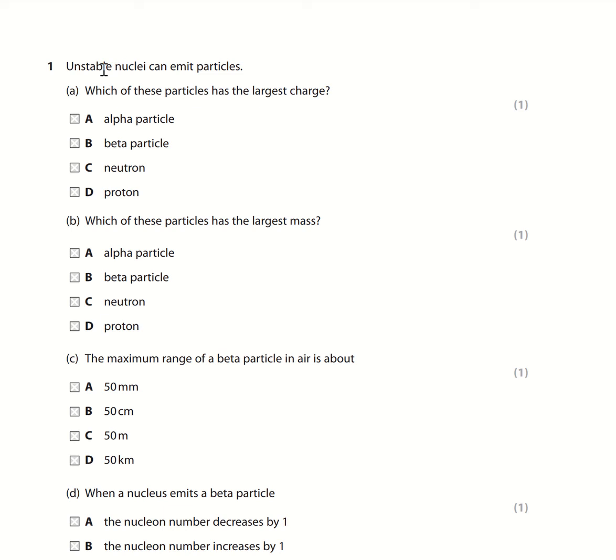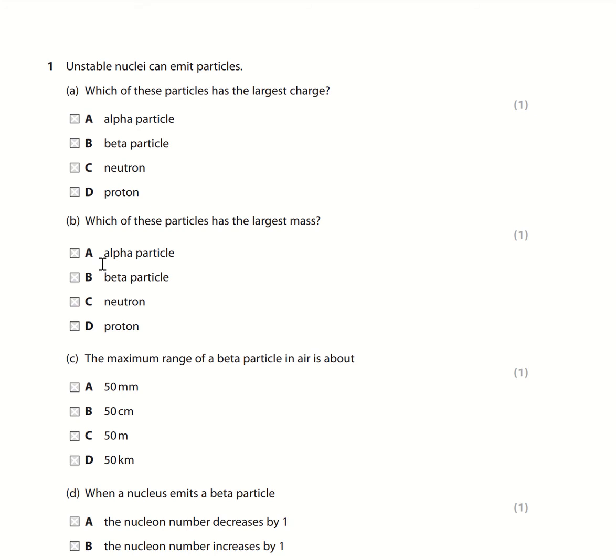Unstable nuclei can emit particles. Which of these particles has the largest charge? Alpha particle is the answer because it has two protons, so a positive 2 charge, whereas beta is negative 1 as an electron, this is neutral 0, and this is 1. So the charges are 1, 0, 1, 2, and alpha is the largest.